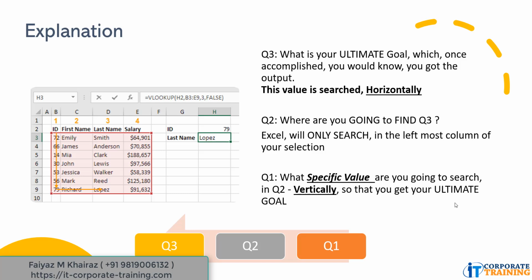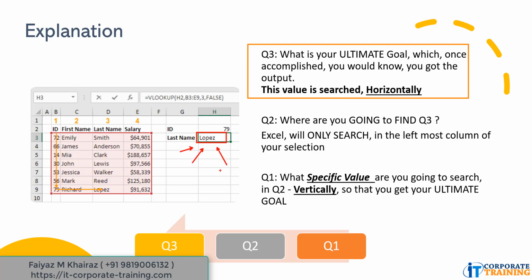So start with Q3. Q3 is the ultimate goal. What is the ultimate goal? In this case, my ultimate goal is that I want the last name to appear on my Excel sheet. So I would take a piece of paper, I would write Q3, and I would write the final output which I want. In this case, the final output is that I need the last name of the employee.